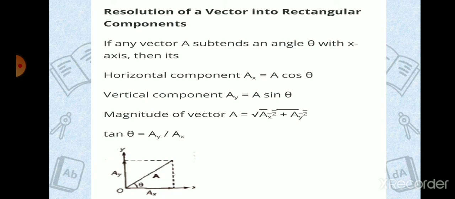From the figure, tan theta is equivalent to AY by AX. So resolution of a vector means splitting up of a vector into two directions, one along the x-axis and another along the y-axis.